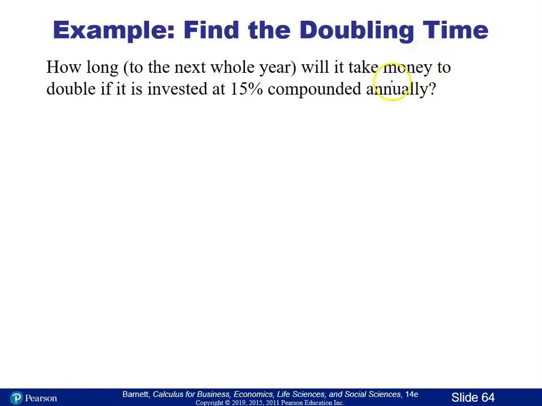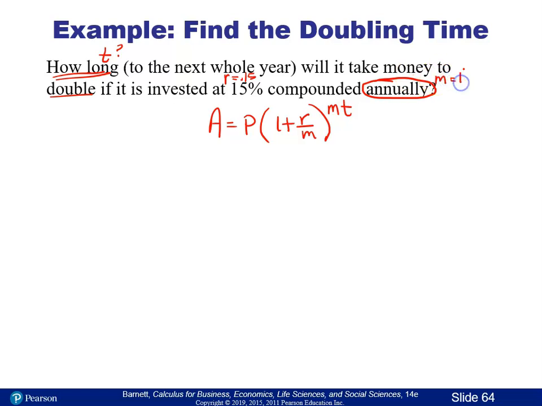Okay, so since it's compounded annually, that tells me that we're going to be working with this formula that we have used already. But because it asks for how long, we're actually going to be solving for the t, and we're going to be given everything else. So how long will it take the money to double if it's invested at 15%? So our rate is 0.15, and it's compounded annually, so that means m is 1.